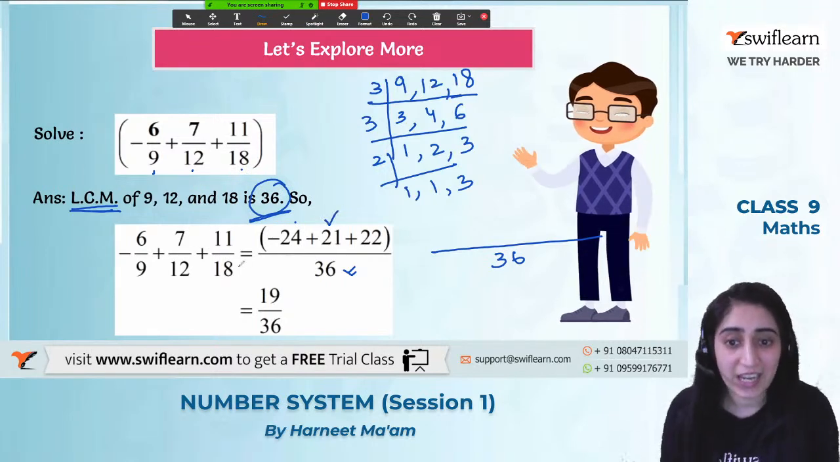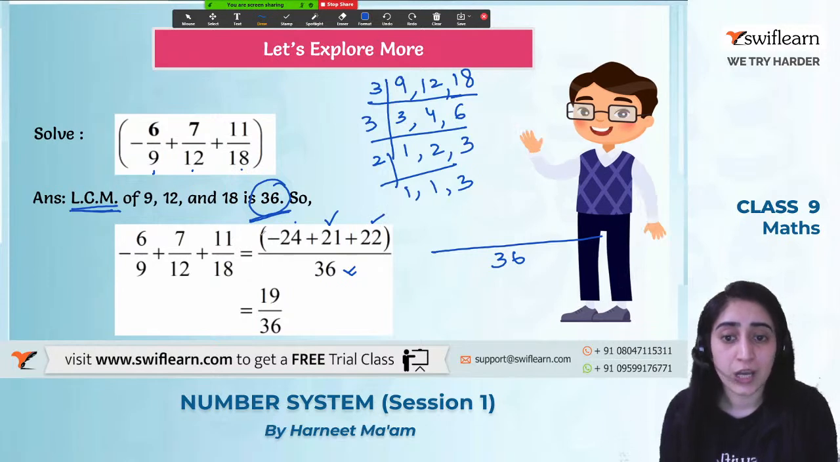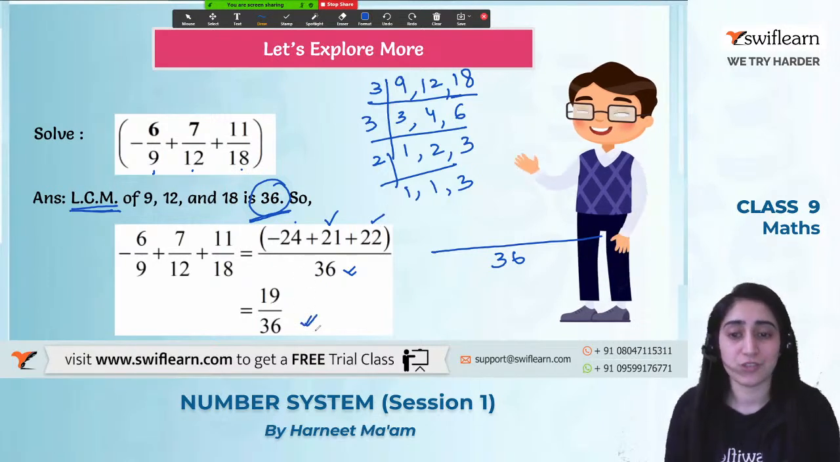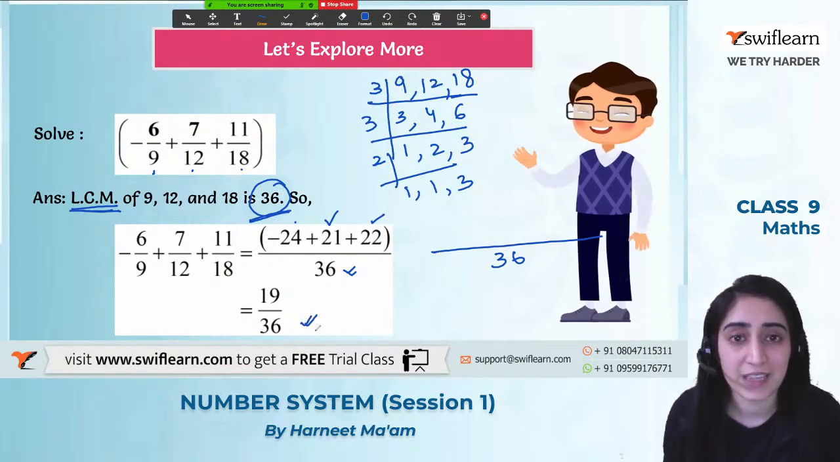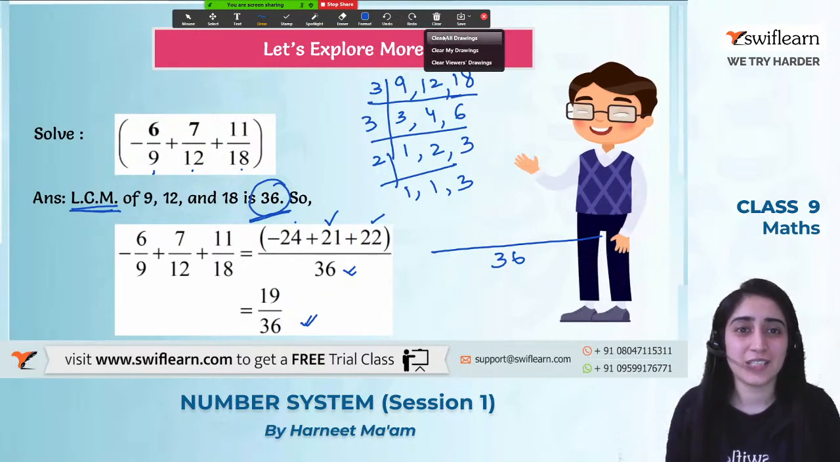18, when I have to make it 36, I have to multiply it by 2. So 11 into 2 becomes 22. On solving this, I get the fraction that is 19 by 36. Clear? Great. So this is how you have to do.